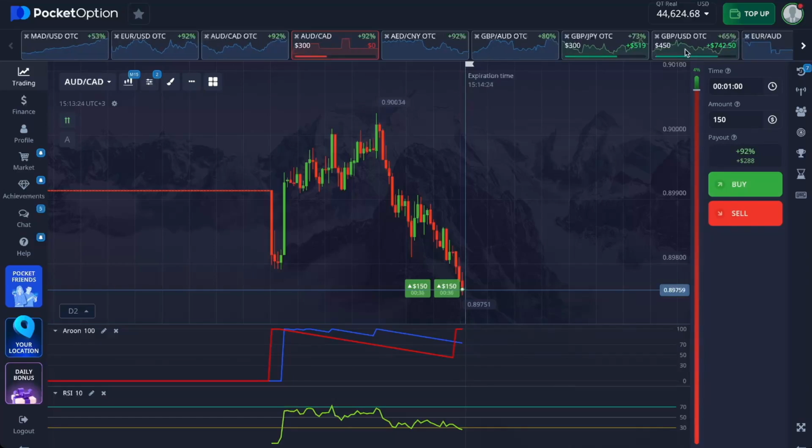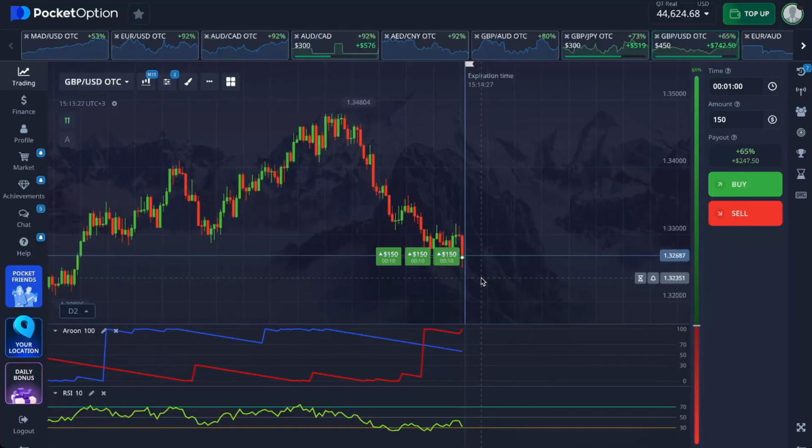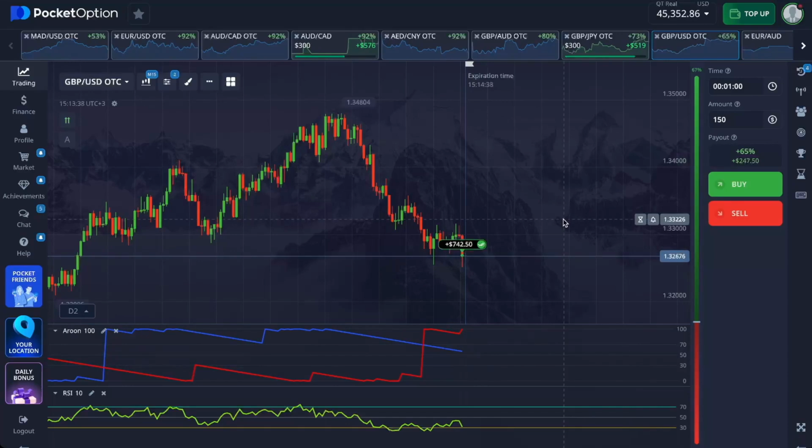Let's see what's happening with our first trade. There are literally 7 seconds left until expiration. $450. Expiration time is 1 minute, just a reminder. Great, we closed this trade in profit plus $742. Second trade.